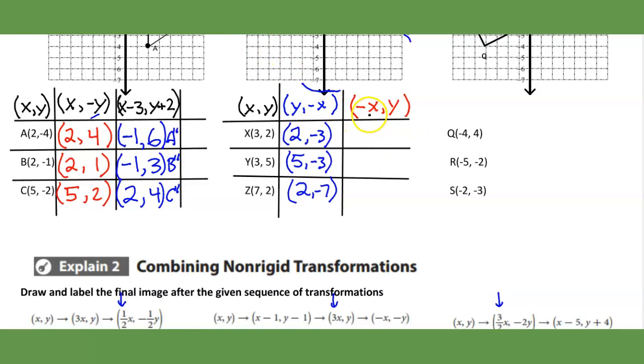Okay. Then we have negative x comma y, so now we're going to have the opposite of 2 comma negative 3, stays the same. We'll have the opposite of 5, negative 3, stays the same. And the opposite of 2, and negative 7 stays the same.